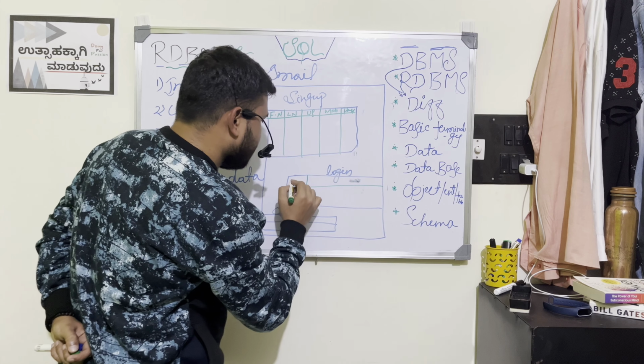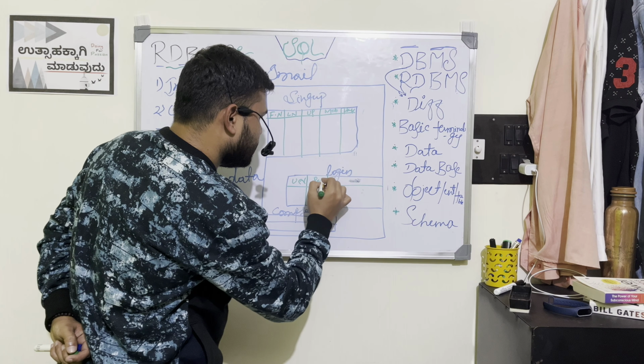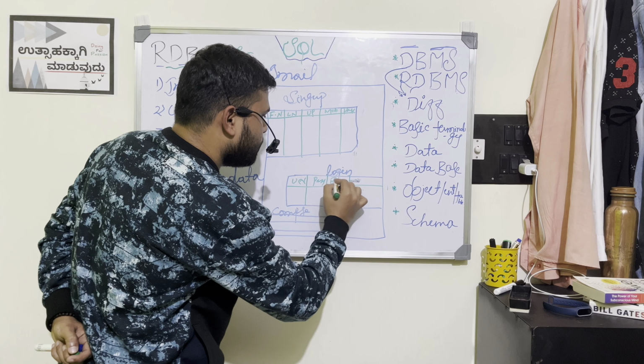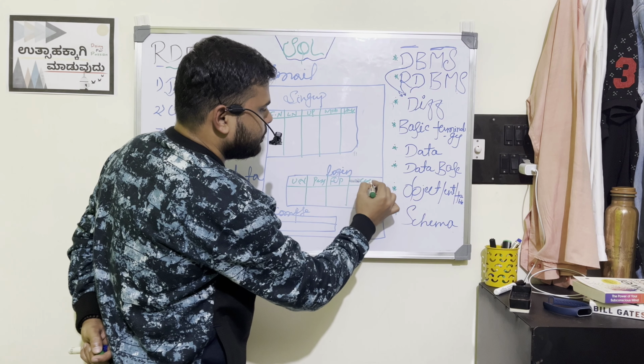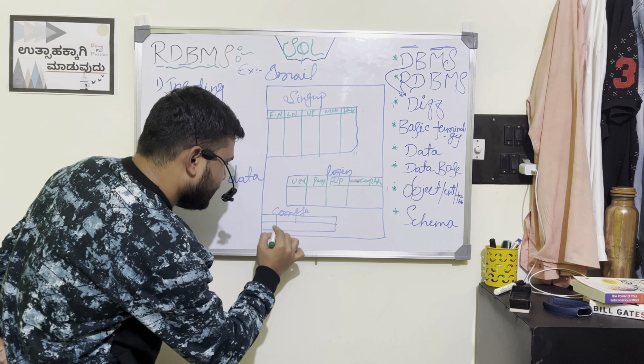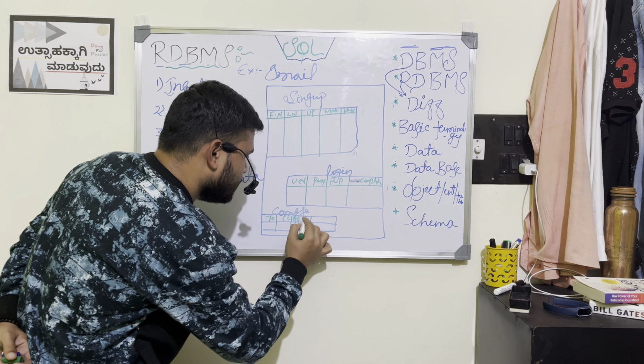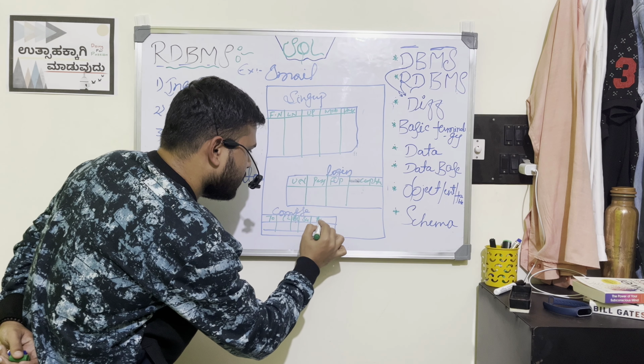Here in login details, I will take username, password, forgot password, or captcha. In compose details, I will take To, CC, BCC, subject, body.